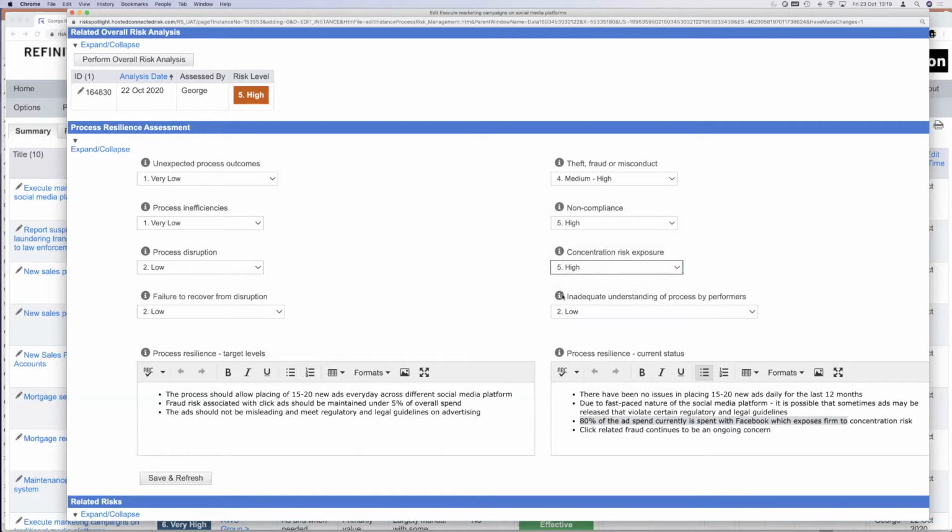And then the last measure is inadequate understanding of process by performers. So is there a good understanding? Because if a lot of new people are joining all the time, then it is possible that the people who are actually executing the process may not have a complete understanding of that process. So I've defined another measure here to capture that. And that's what you can do then for all your processes.